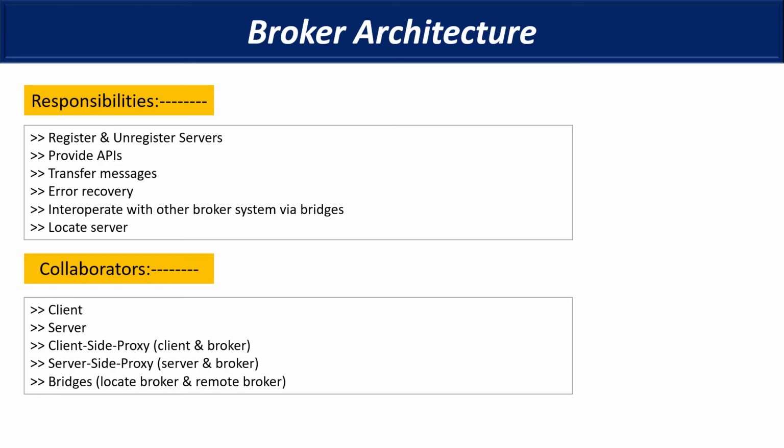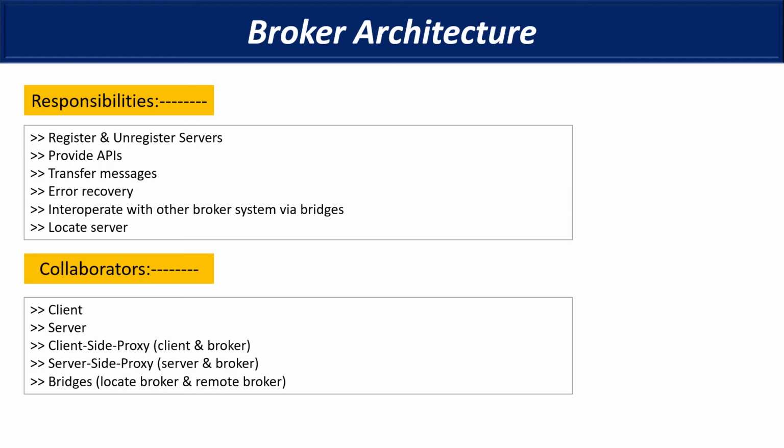So you have to know more about broker architecture. Only understanding the architecture is not enough. You have to know the responsibilities and the collaborators of the broker. The responsibility of the broker is that it registers and unregisters the server. It provides an API for the client and the server that they can use. So it is working as a middleman, which provides different kinds of APIs for two opposite sides, the client and the server. It also has the ability to transfer messages between them, do error recovery if any problem occurs, and interoperate with other broker systems. There can be multiple brokers, so it also has the ability to work with other broker systems via bridges.